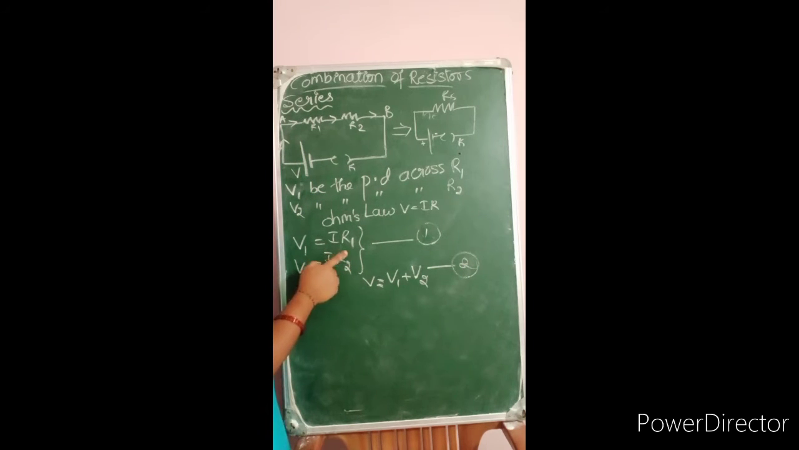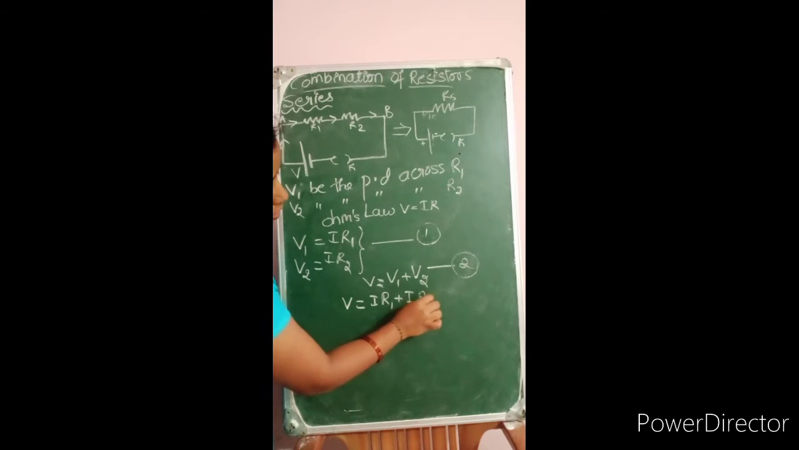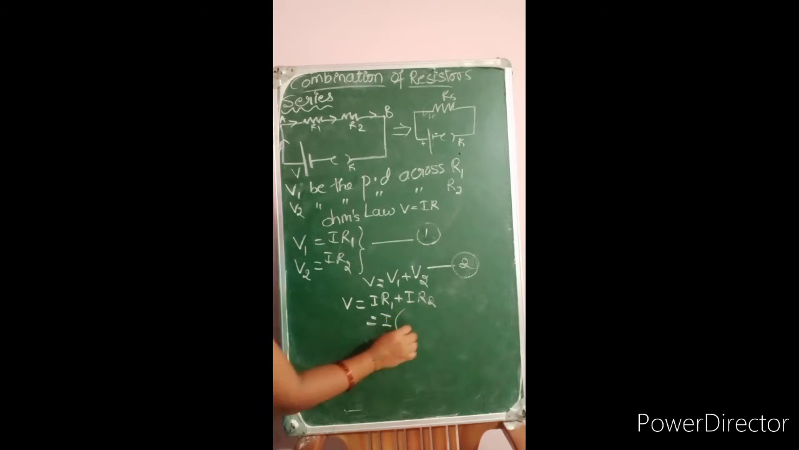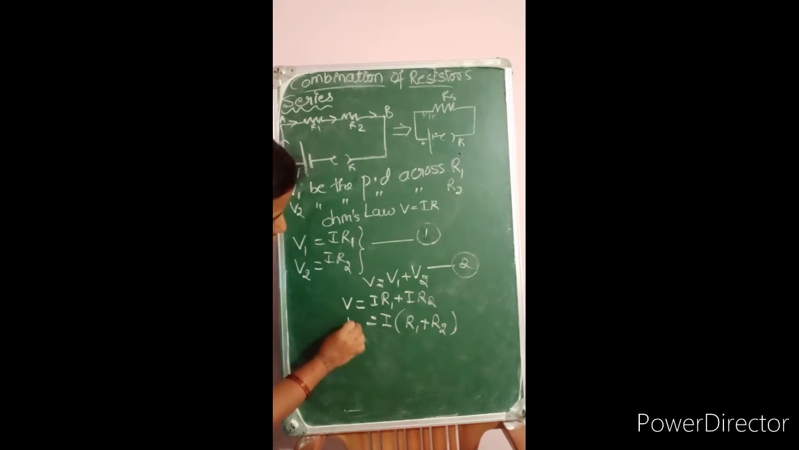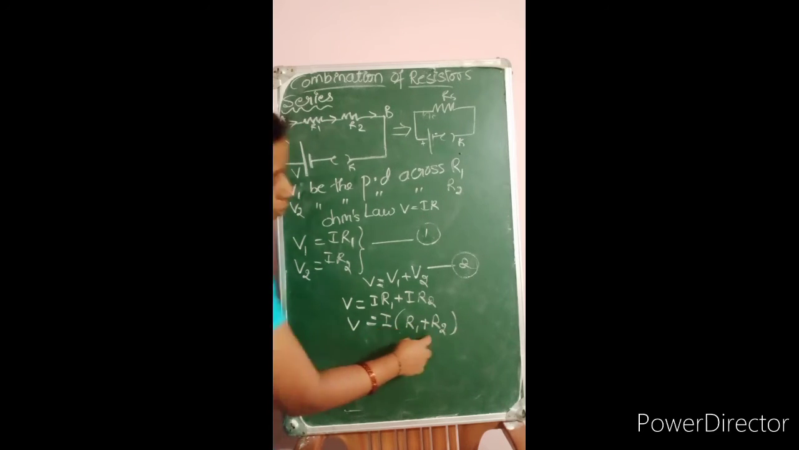Now substitute the values of V1 and V2 in this equation. You will get V is equal to IR1 plus IR2. Since I is common here, take it outside: V is equal to I into R1 plus R2.